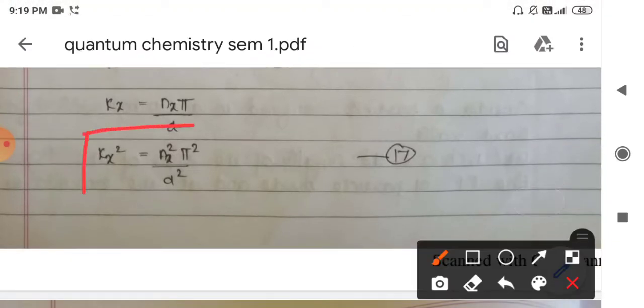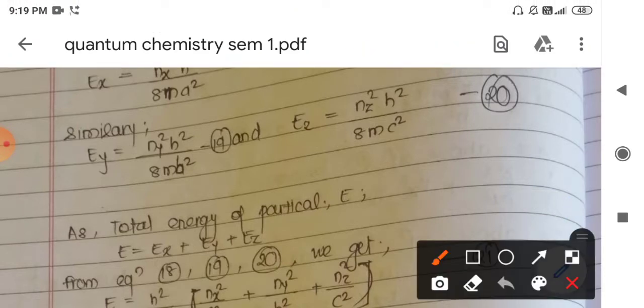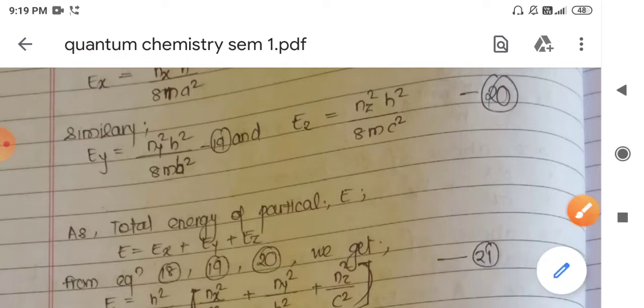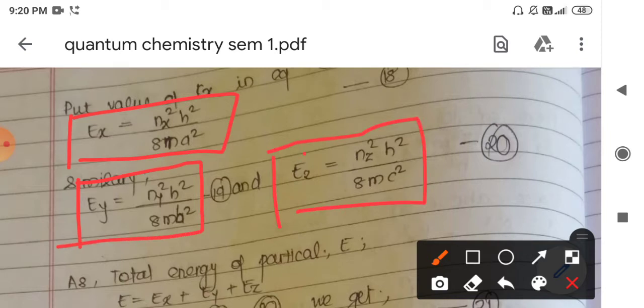Upon squaring we get kx square is equal to n square pi square upon a square. Upon solving that we get the energy of the particle along x direction as nx square h square upon 8 m a square. The same type of derivation can be used for obtaining the energy of the particle along y direction and z direction. So finally we get the energies along y direction as this and the energy of the particle along z direction as this.